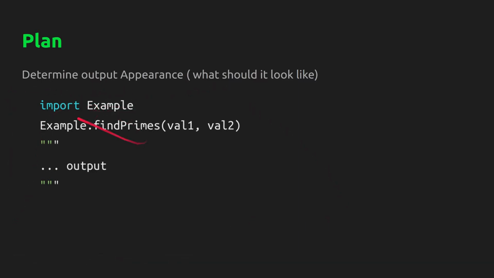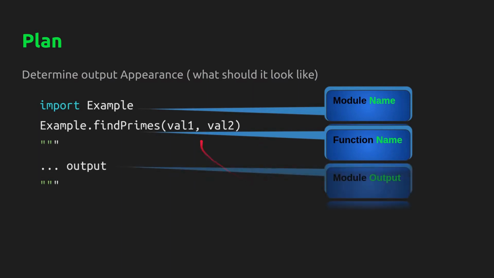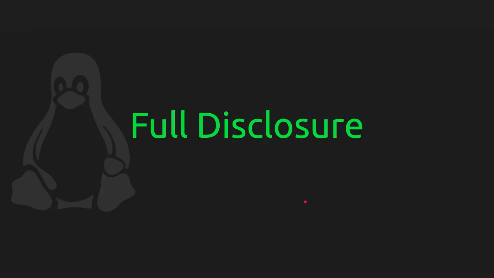So here's my module. My module calls this function. This function has 2 inputs, and then it's going to print some output. That's it. So this is what you can expect in our example today. And then I have a nice infographic about that. Yes, the module, the function name, and the output.